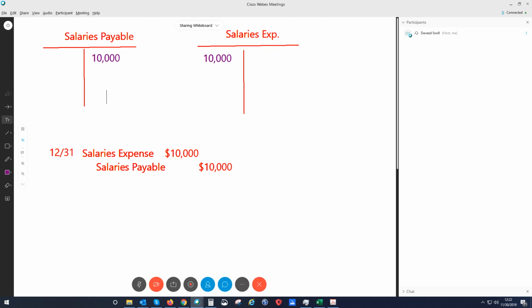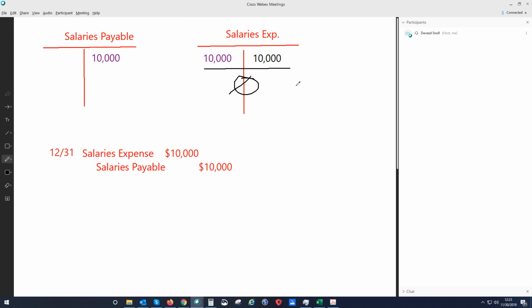Now remember, ultimately, we are going to zero out through the closing entries all of our temporary accounts. And one of those temporary accounts is this salary expense account. So the salary expense account is going to wind up being closed out. And thus, as it gets closed out, it has a zero balance. Now, when we start on January 1st, this is what those balances look like. We still have a $10,000 account that we owe, salaries payable, and our salaries expense account is zero.